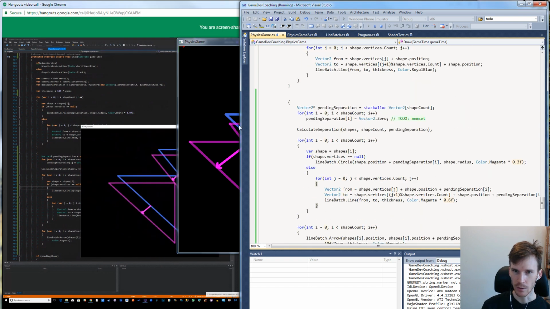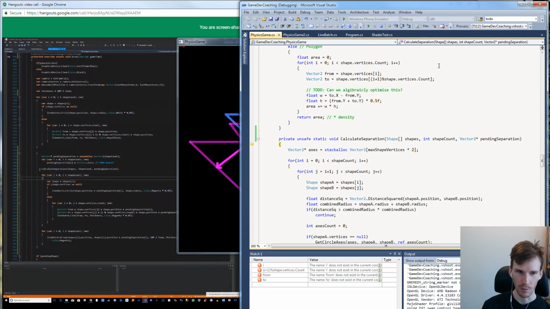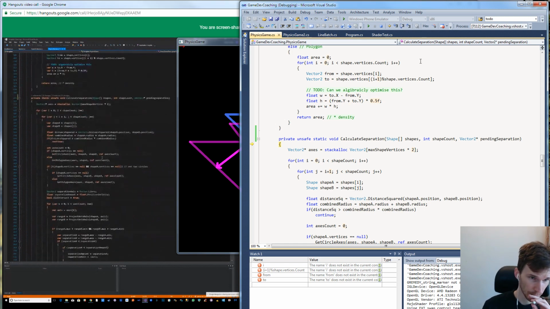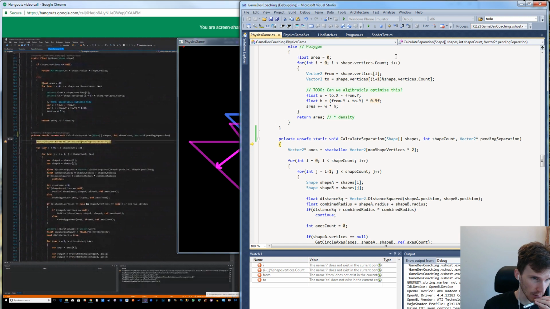And now all we have to do is go into the debugger and set a breakpoint on calculate separation, and we can now do the debugging thing. I don't think we've ever really done this on stream. No, I don't have edit and continue on my side. Oh no, you don't need edit and continue. You just need the debugger. So did you close? Oh no, you're still running. Good. Sweet.